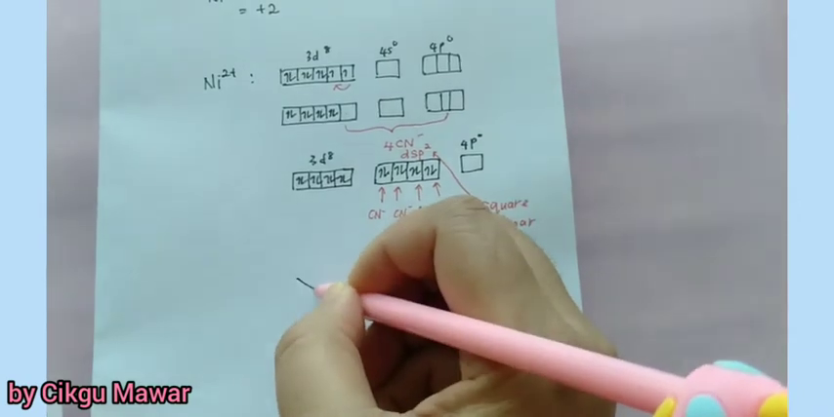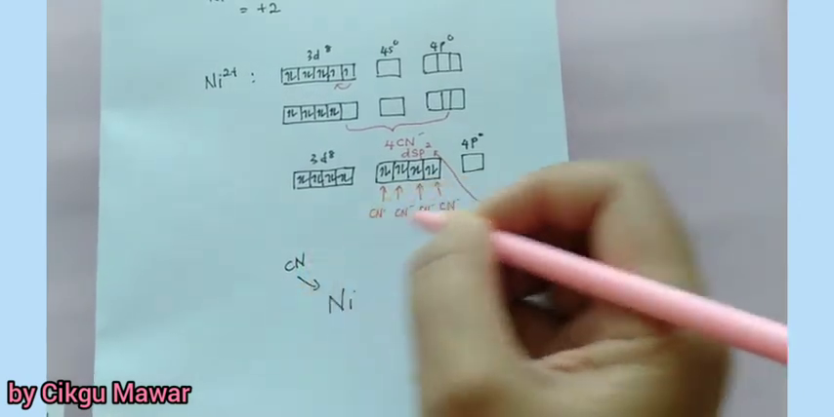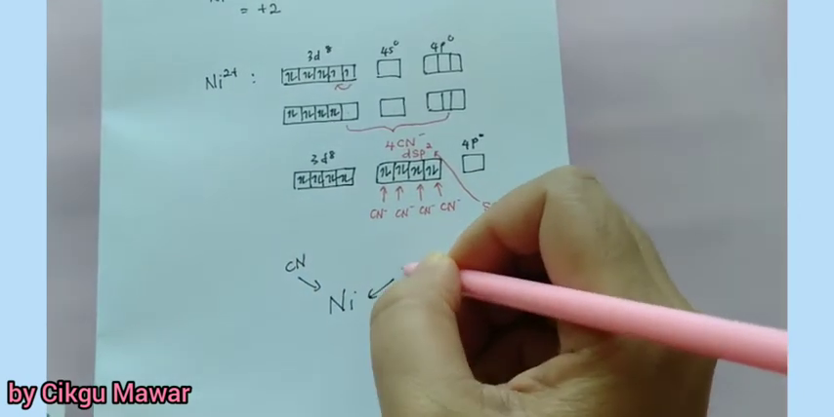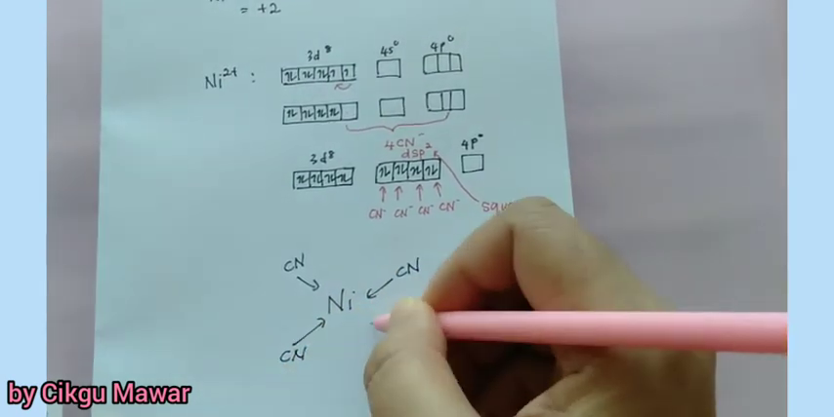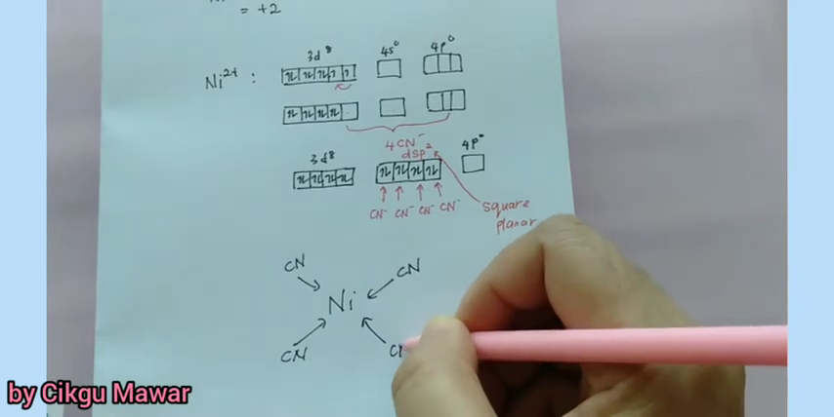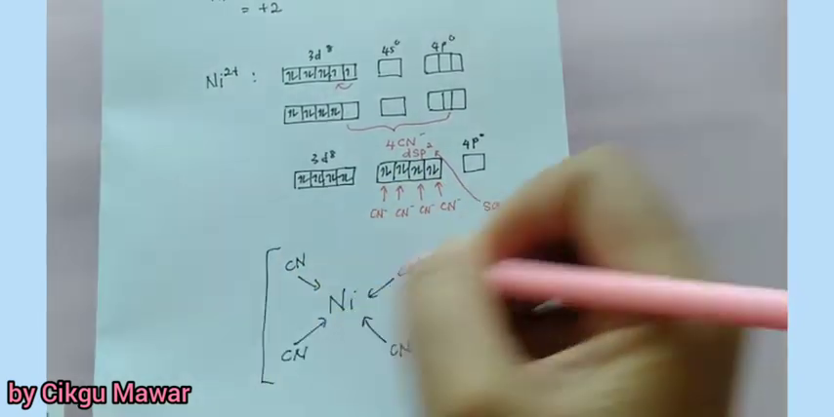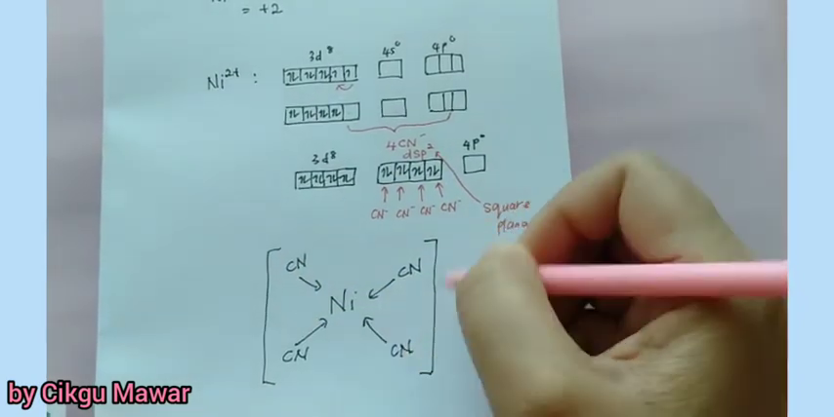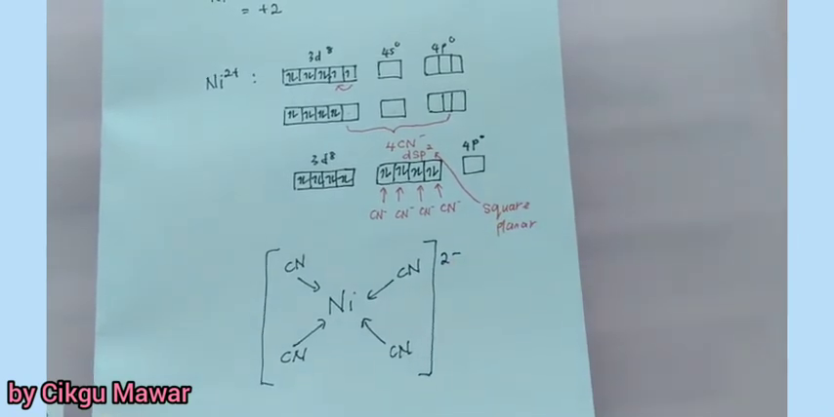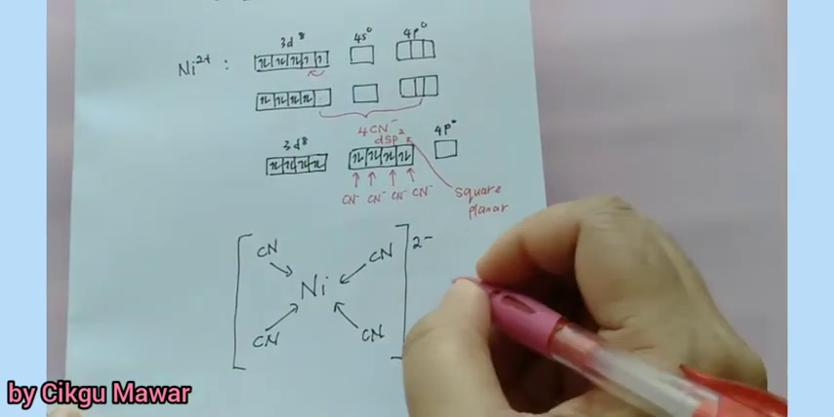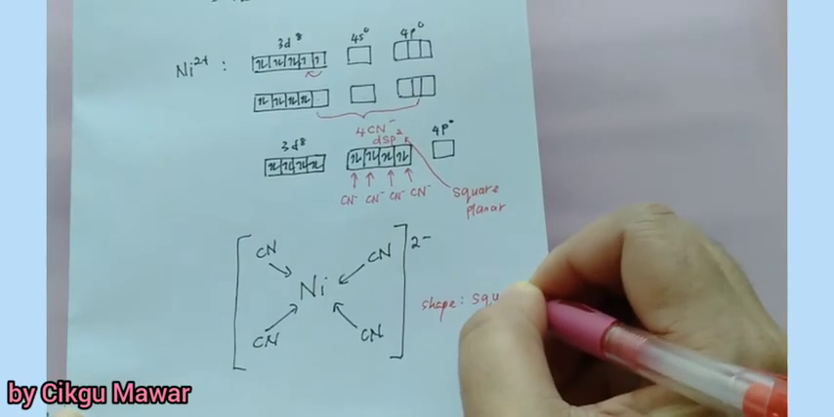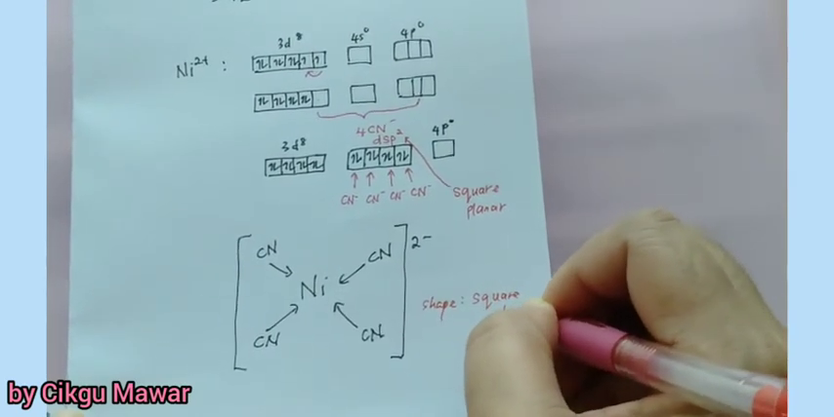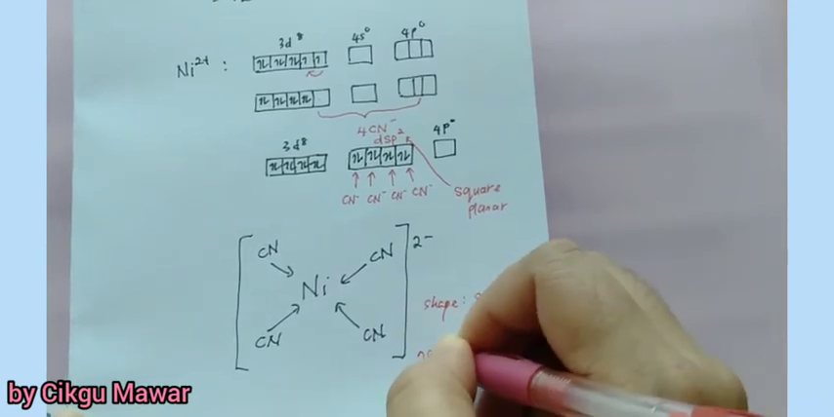Okay, and then just put CN in square planar shape. So CN here, okay, CN, and CN. Okay, so 2 minus. So we can conclude that the shape of the structure is a square planar shape.